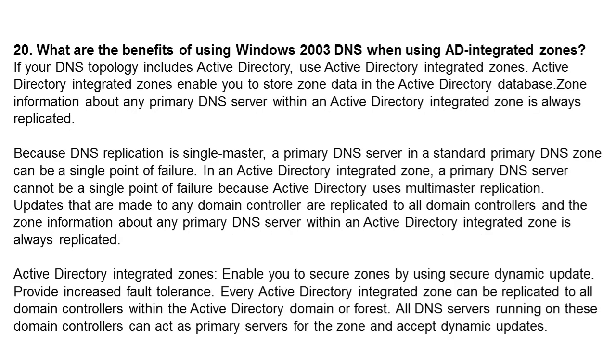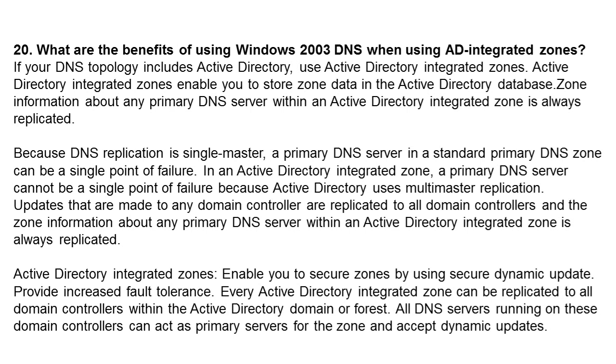What are the benefits of using Windows 2003 DNS when using an AD integrated zone? If your DNS topology includes Active Directory, use Active Directory integrated zones. Active Directory integrated zones enable you to store zone data in the Active Directory database. Zone information about any primary DNS server with an Active Directory integrated zone is always replicated. Because DNS replication is single master, a primary DNS server in a standard primary DNS zone can be a single point of failure.